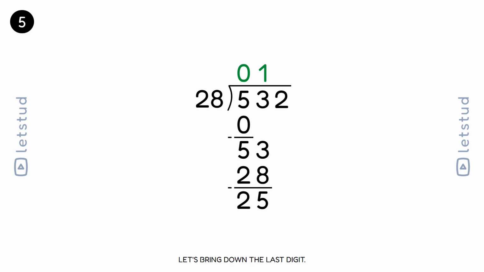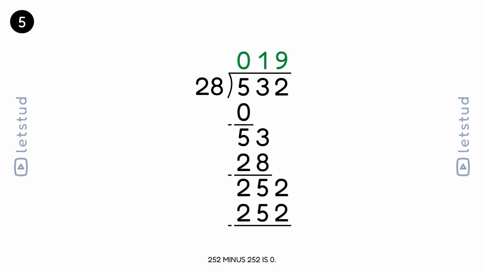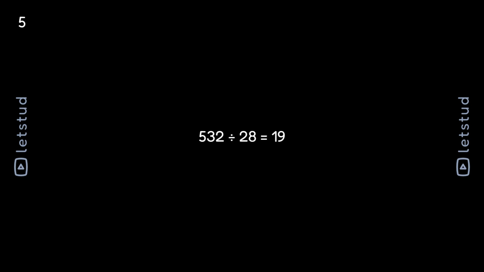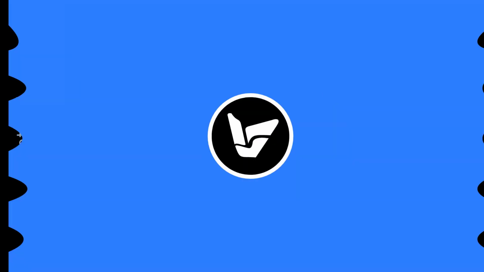Let's bring down the last digit. We're looking at 252. Bring down the 2 to make 252. How many times does 28 fit into 252? It fits 9 times. 9 times 28 is 252. 252 minus 252 is 0. You are a math superstar. And we have no remainder. Amazing, we divided 532 by 28.